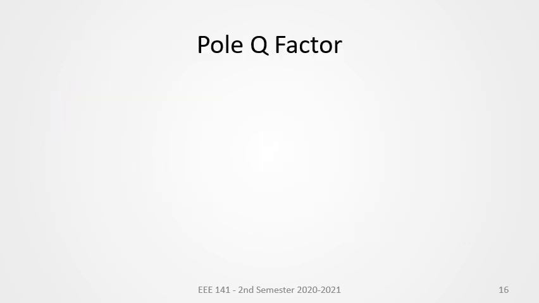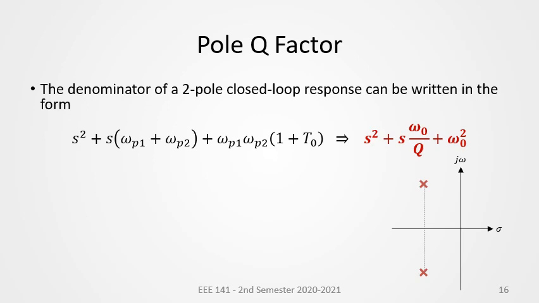There are other ways by which a two-pole system can be analyzed, one of which is by analyzing what we call the pole Q factor. The denominator of a two-pole closed-loop response can be written in the form s squared plus s omega naught over Q plus omega naught squared. By inspection, comparing the last terms, we can identify that omega naught is the square root of omega p1 times omega p2 times 1 plus T naught, and we call this the pole frequency.